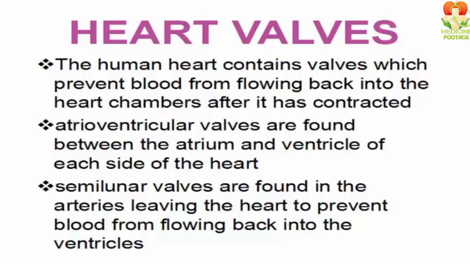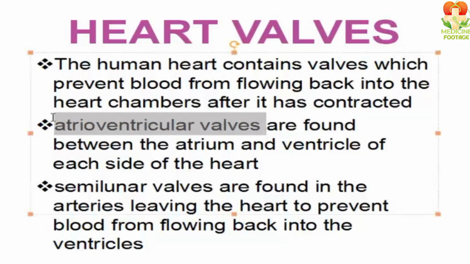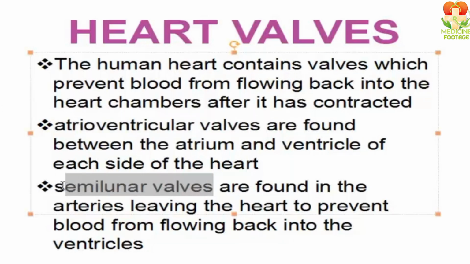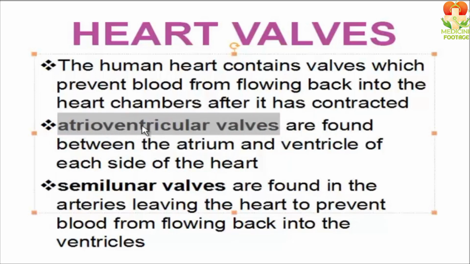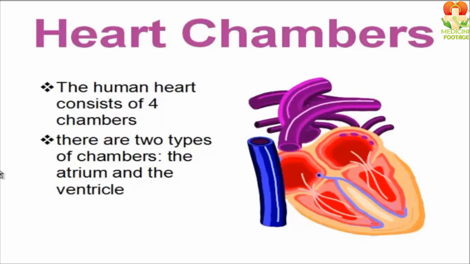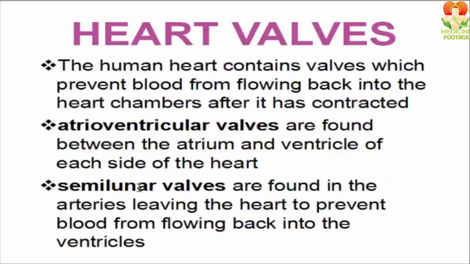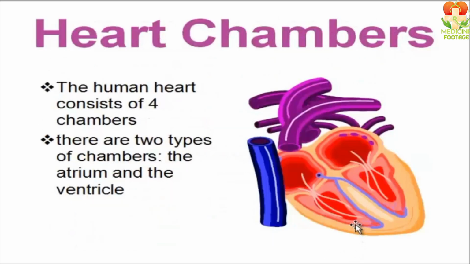There are two types of valves in the heart, atrioventricular valves and semilunar valves. Atrioventricular valves are located between the atria and ventricles. If we look at the back of the heart, you can see these valves positioned between the atria and ventricles. There are also semilunar valves in the arteries that prevent blood from flowing backward. When the heart pumps blood out, these valves ensure that the blood does not return to the heart.